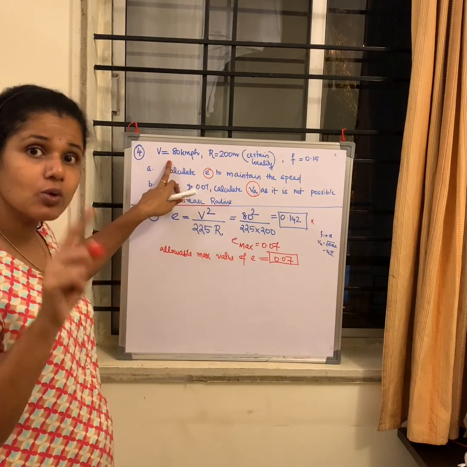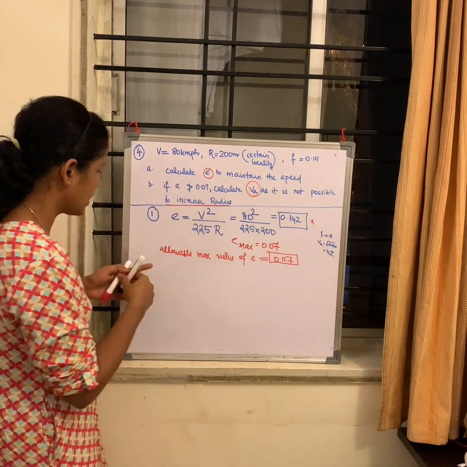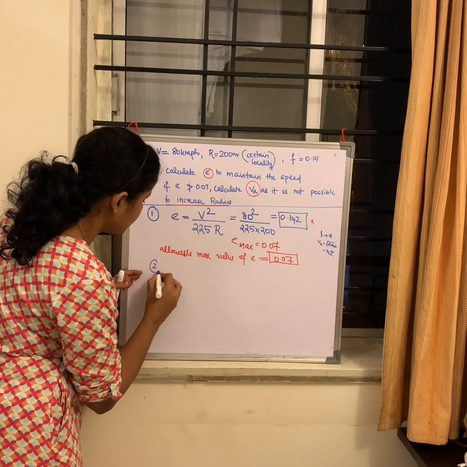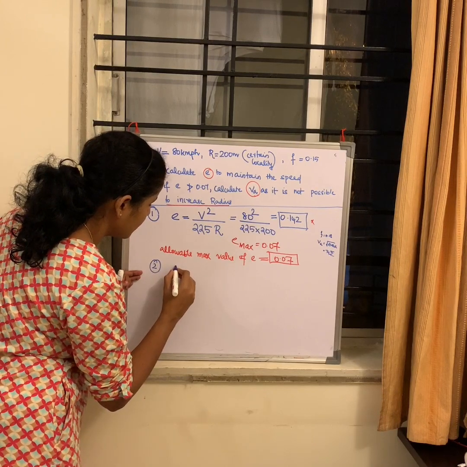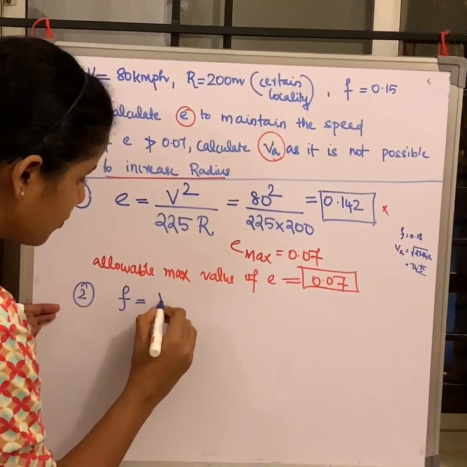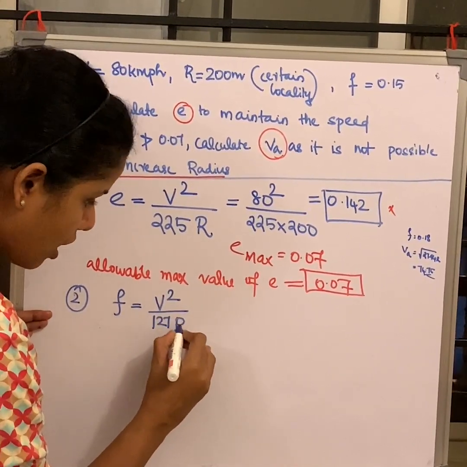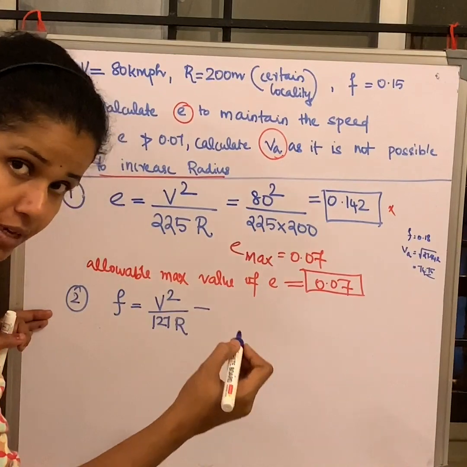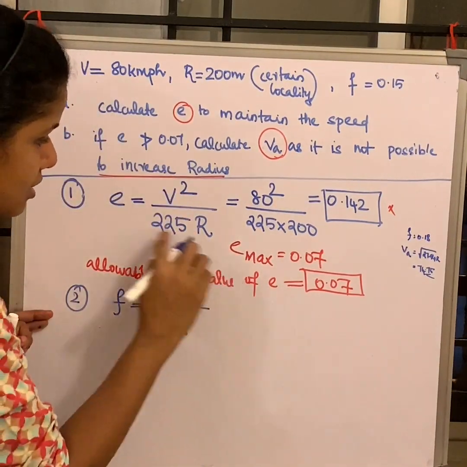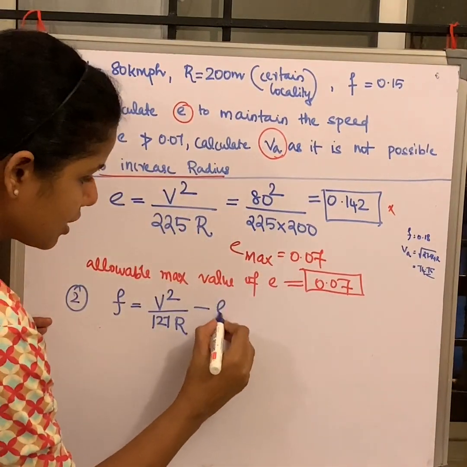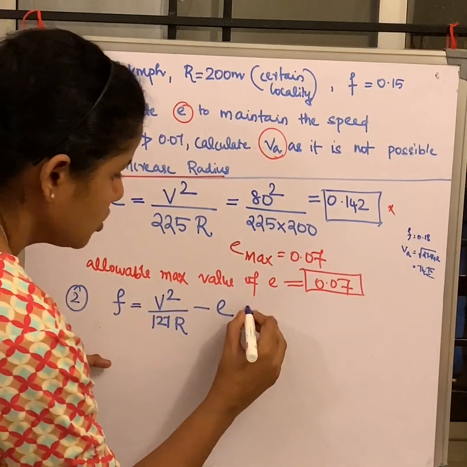Now I am going to write only the equation. I am not deriving the equation again. So the equation is E plus F, right? So here F is equal to V square divided by 127R, minus E. Minus E, right? But this minus E is the value. Okay, let me write minus E itself.